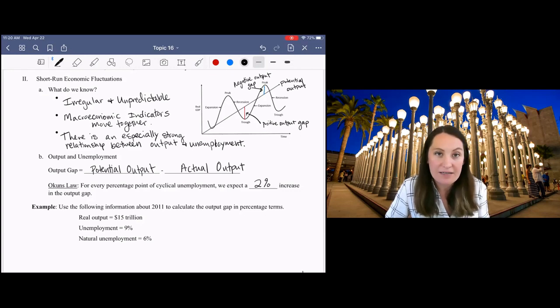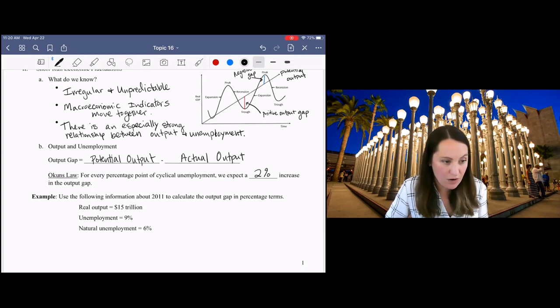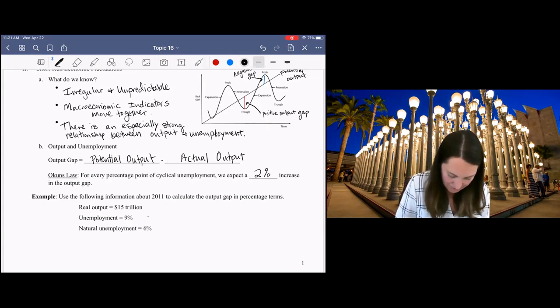So let's go through an example to see how this would work. This is from the last recession. Here in 2011, we had unemployment at 9%. The top for the last recession was 10%. I'm sure we will be exceeding that this month. So here we have a 9% unemployment rate and a 6% natural unemployment rate.